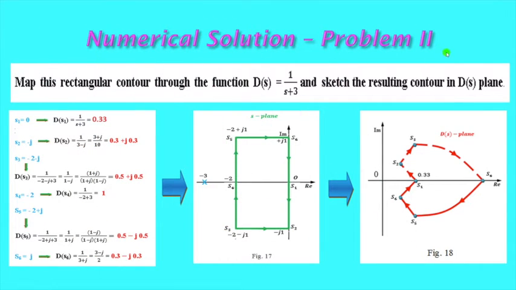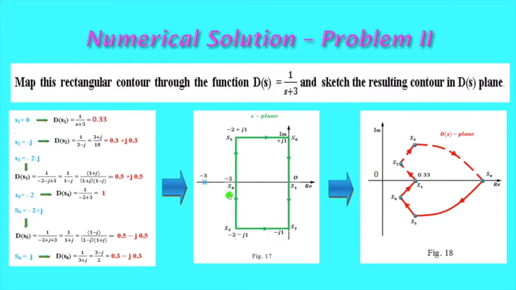Numerical solution, problem 2. Consider the rectangular closed contour. Map this rectangular closed contour through the function D(s) equal to 1 by s plus 3 and sketch the resulting contour in the D(s) plane. Now the contour considered is the same as we considered in example 1. So the pole is equal to -3. So put in the S plane s equal to -3.